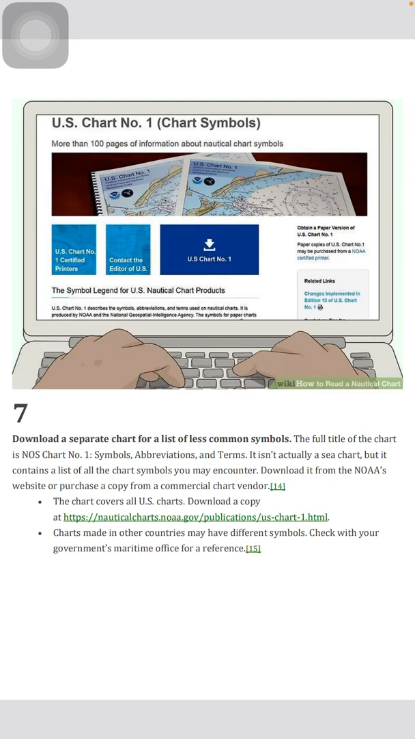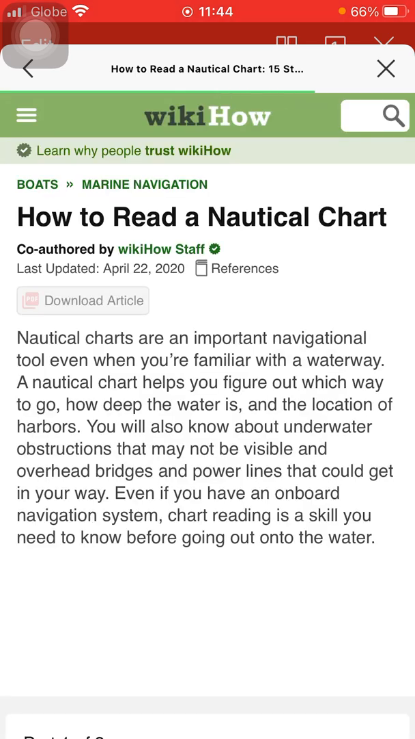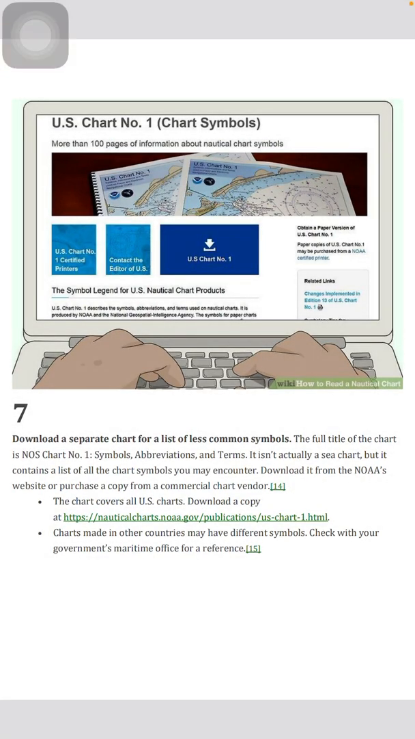And the last: download a separate chart for a list of less common symbols. The chart covers all US charts. Download or copy it at this link on Nautical Charts. And charts made in other countries may have different symbols. Check with your government maritime office for a reference.